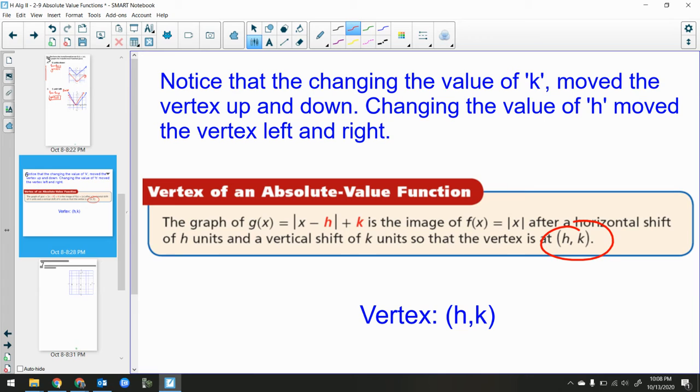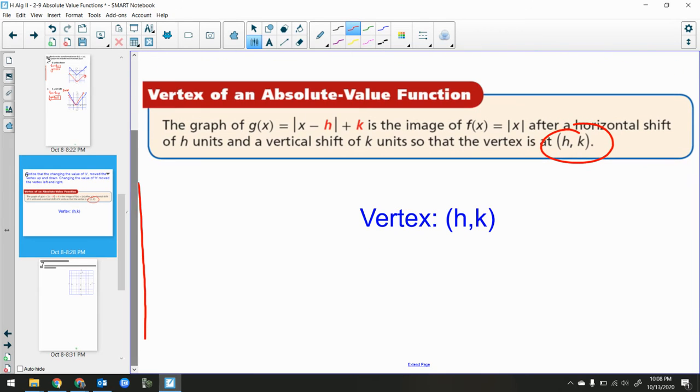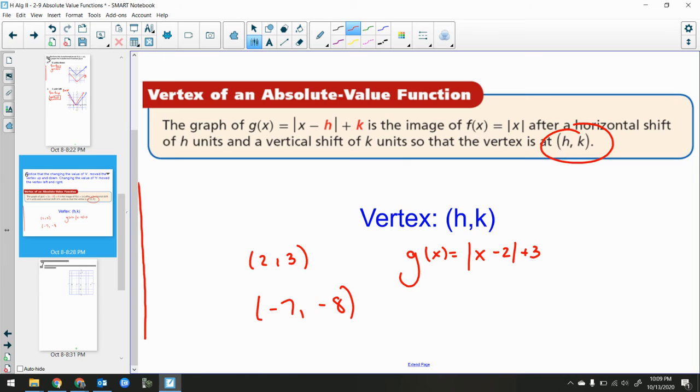Okay, so that means that if I say the vertex is at (2, 3), then I know that in vertex form, g of x is going to be the absolute value of x minus 2, plus 3. If I know the vertex is at (-7, -8), then we know that g of x is equivalent to the absolute value of x minus a -7, so plus 7, and then -8.